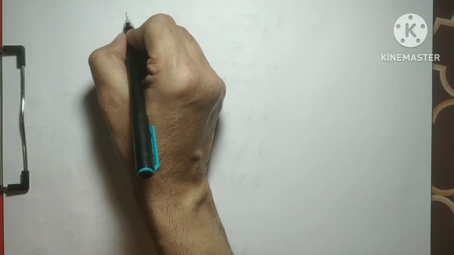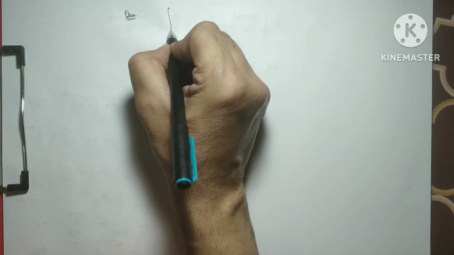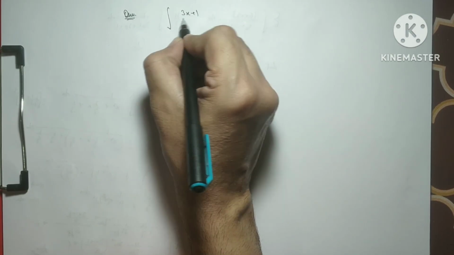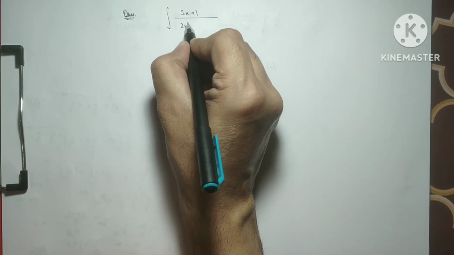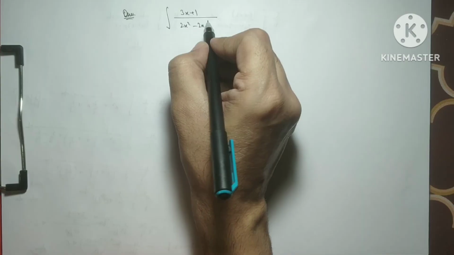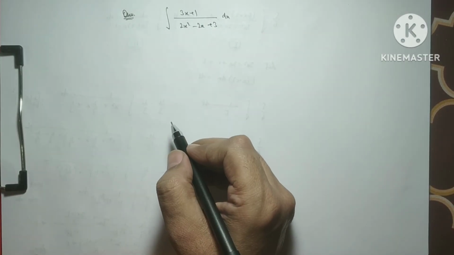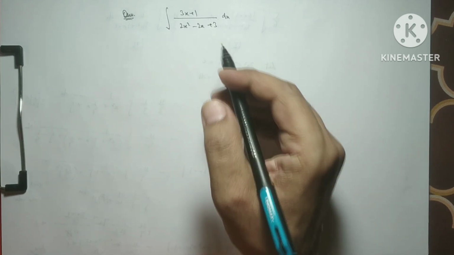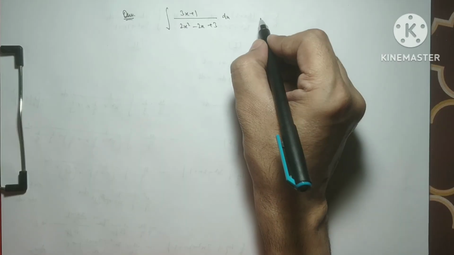So next question, that is integrate 3x plus 1 divided by 2x square minus 2x plus 3. So how will you integrate this? First you will identify the type. So it is linear over quadratic, so you can say this is type 4.